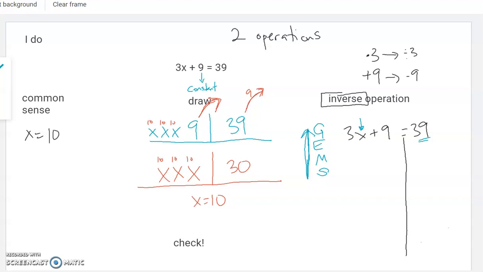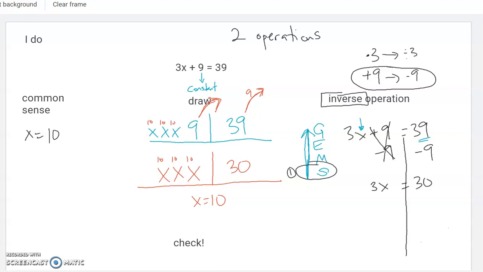So the first thing I'm going to do is deal with subtraction and addition first. So that tells me I'm going to do this first. So the first thing I'm going to do is subtract the 9 from both sides, which is going to leave me with 3x still here and 30 on this side. Before I continue, look over at the drawing strategy. We actually did the exact same thing. You'll notice here the first thing we did was take away 9 from both sides, and the first thing we did over here was take away 9 from both sides. So we actually did the same thing.